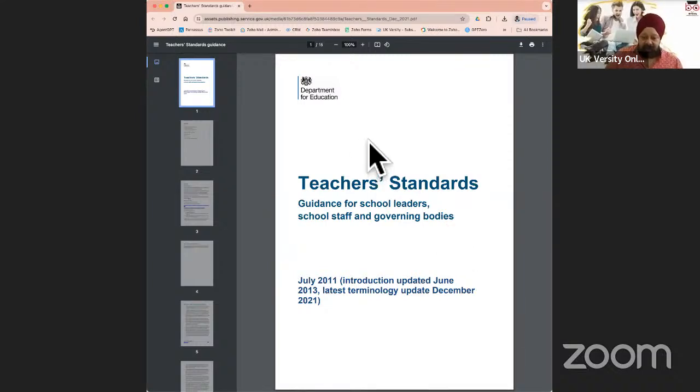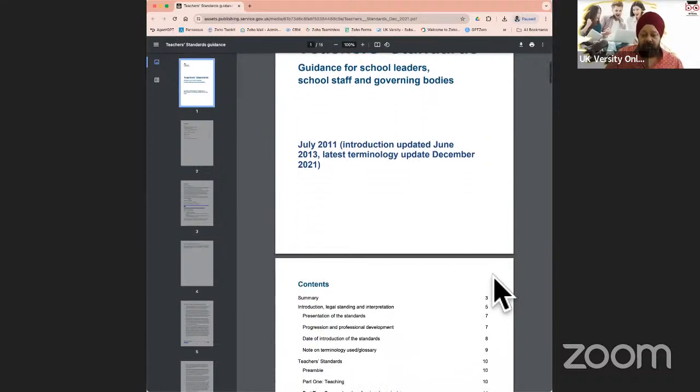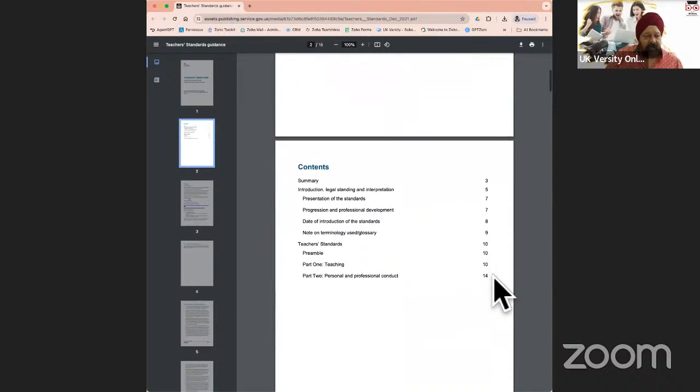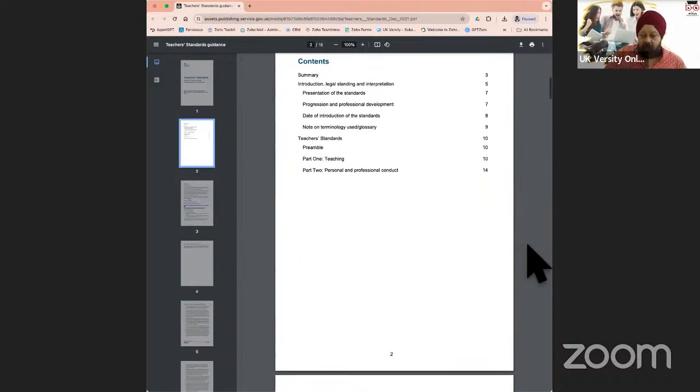So this was the last standard which was released and updated by the DFE after the 2001 standard, in 2013. And the latest terminology of it obviously has come out in some shape or form, because some part of it is now done through various other regulatory bodies like ISI, Ofqual. So this is a good document for reading, so that you understand.